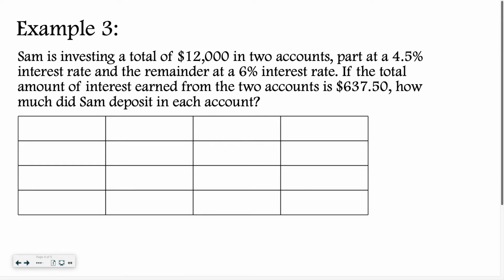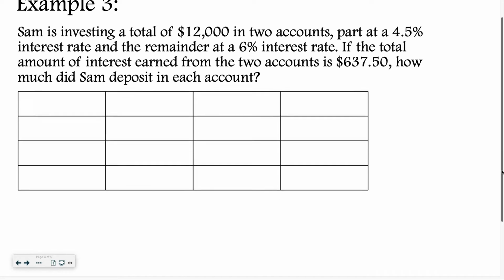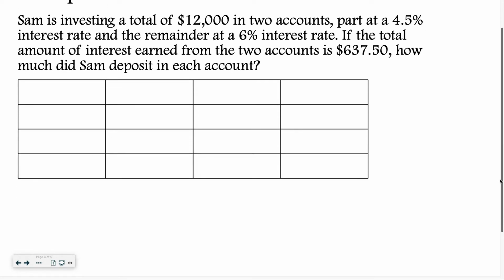Example 3. Again, we have a table. Yay! Right? Or you might be rolling your eyes at the screen. I get it. Example 3. Sam is investing a total of $12,000 in 2 accounts. Part of his investment is at a 4.5% interest rate, and the remainder is at a 6% interest rate. If the total amount of interest earned from the 2 accounts is $637.50, how much did Sam deposit in each account?